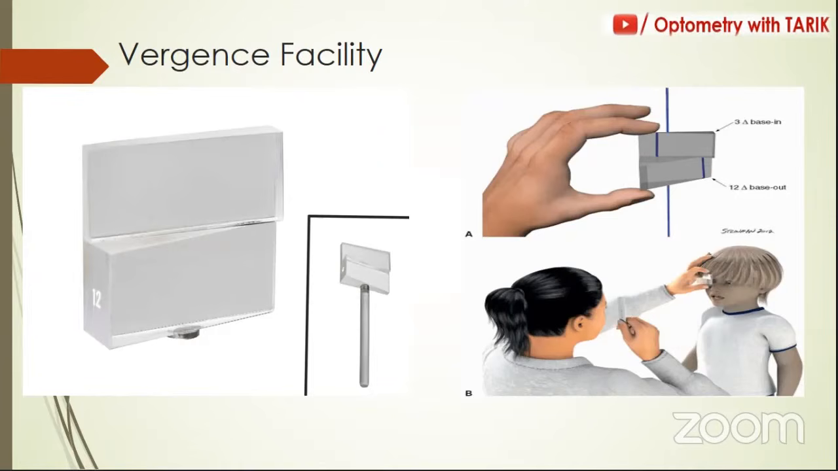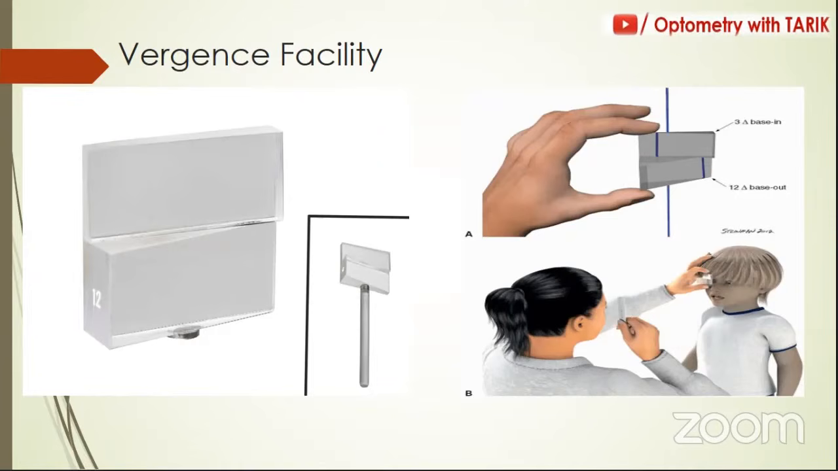So just to make things simple for you, let's say you don't have this prism bar with you. What you can do is use two loose prisms. Now the simplest way I do it in the clinic is you put a trial frame right in front of the patient's eye and you put 3 base in.